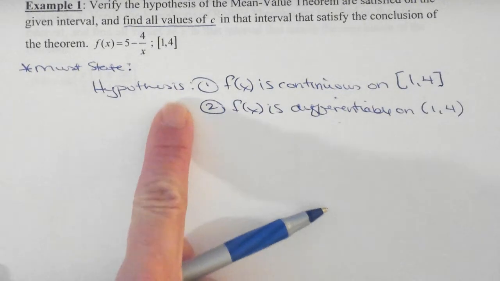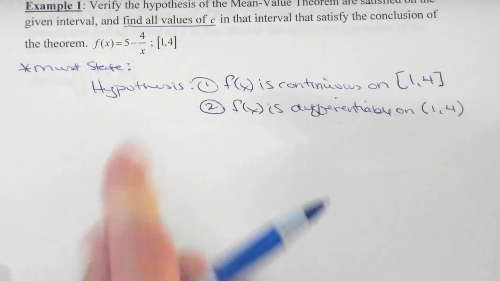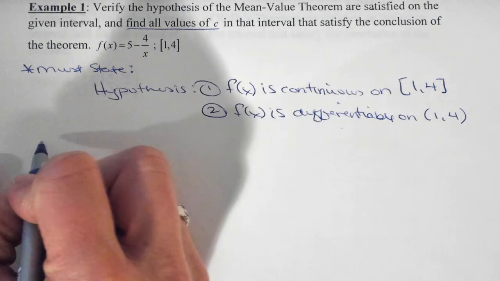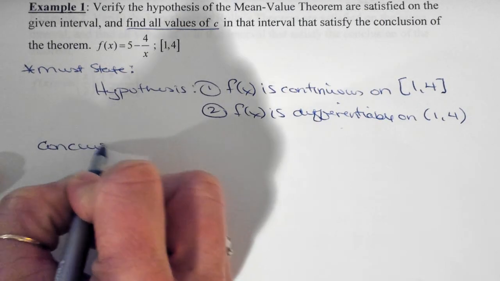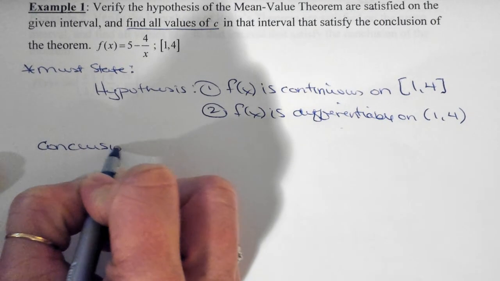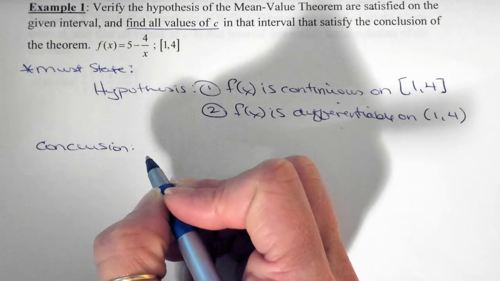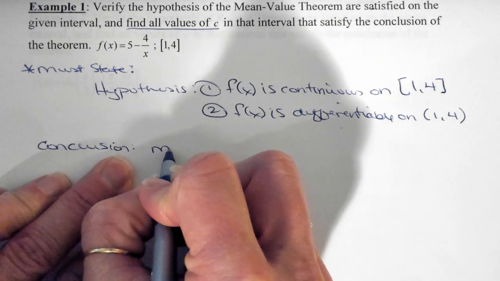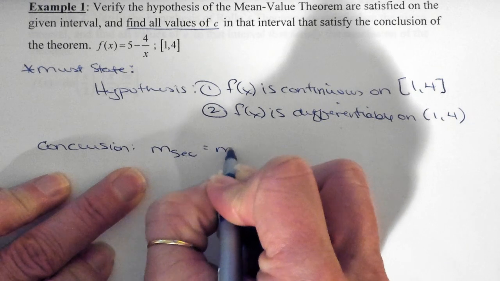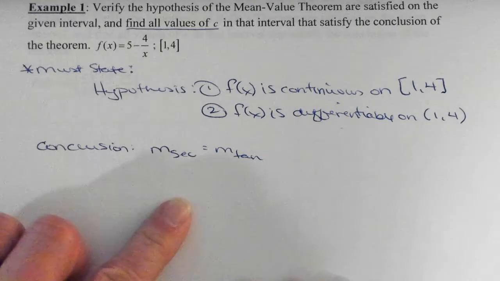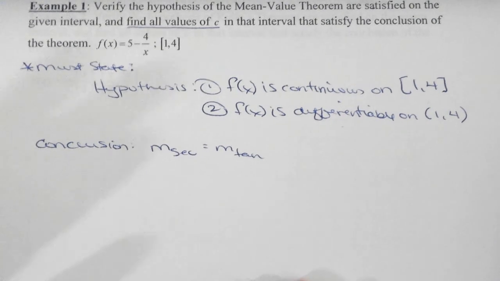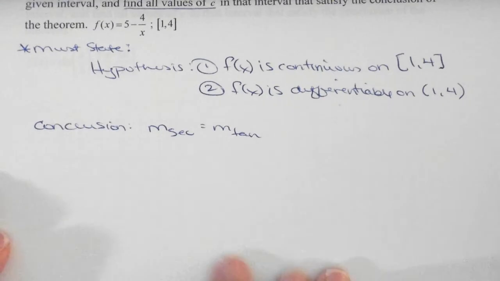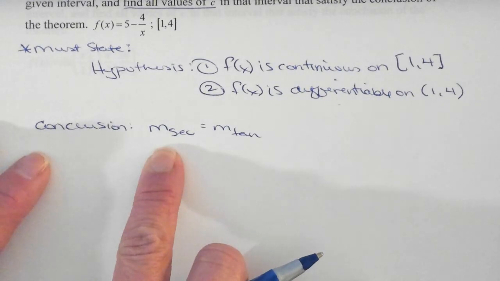Okay, so I have stated my two pieces for my hypothesis, so now what I need to look at for my conclusion is, and I'm just showing you, I need to make sure that the slope of the secant line is equal to the slope of the tangent line. And if this is going to happen, I'm going to have a variable, so I'm going to have to solve. So we can find the slope of the secant line.